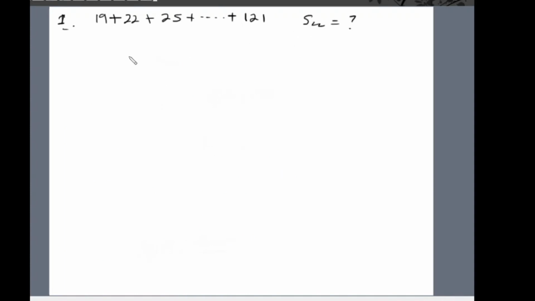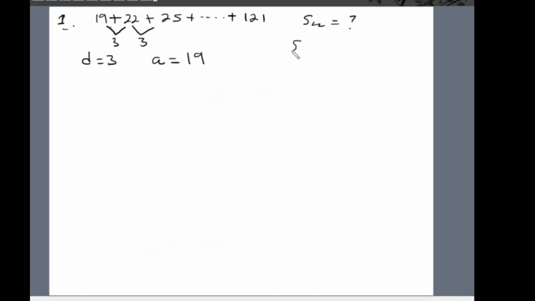The first thing we do is to check what type of series this is. Is it a geometric series or an arithmetic series? How do we see? We first check if we have a common difference. To move from 19 to 22, we can see they added 3. To move from 22 to 25, they added 3. So the common difference is d equals 3, and the first term is a equals 19. Therefore we are dealing with an arithmetic series, right?